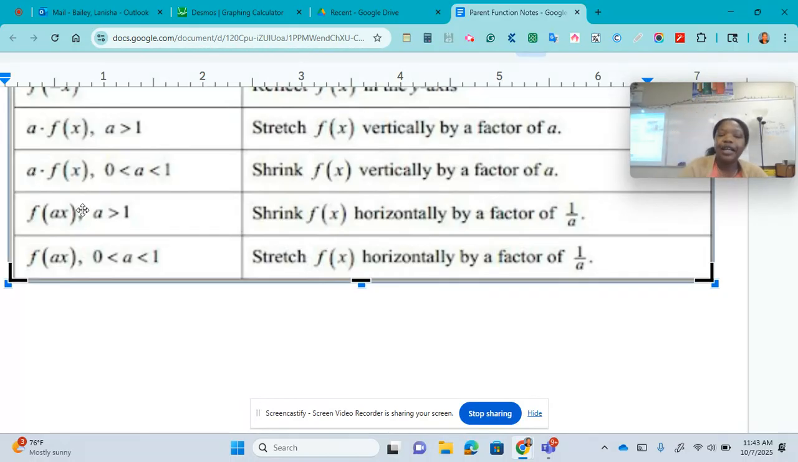Now, if that a value is only in front of the x, remember the x's lie. So, besides being a stretch, if that a value is greater than 1, it's going to go opposite and compress, because we know that our x values go left to right. And if that a value is between 0 and 1, which is a fraction, besides compressing, that x will lie and expand left to right. Okay? Now, y'all ready? Let's go over it.